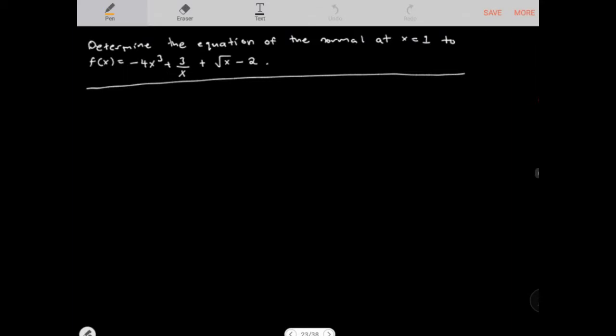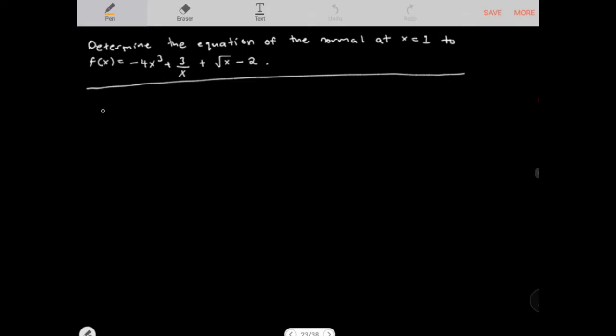Say we want to determine the equation of the normal at x is equal to 1 to f of x is equal to negative 4x cubed plus 3x plus square root x minus 2. To find a normal, first we need to find the tangent. A normal is any line that is perpendicular to another line. So let's find the slope of the tangent, and we know that perpendicular slopes are negative reciprocals.